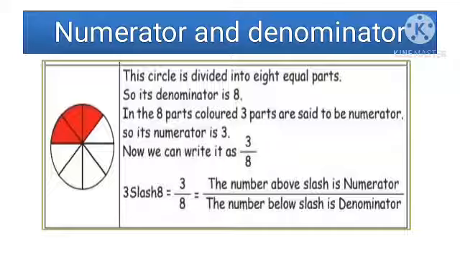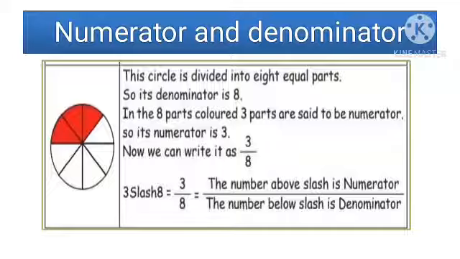This circle is divided into 8 equal parts. Now look at that example. The circle has been divided into 8 equal parts. So its denominator is 8. That is, the whole circle has been divided into 8 parts. In the 8 parts, some are colored. How many parts did they color, dears? Yes, 3 parts. So 3 parts is said to be the numerator. So the numerator is 3. Now we have to write it as 3 by 8.